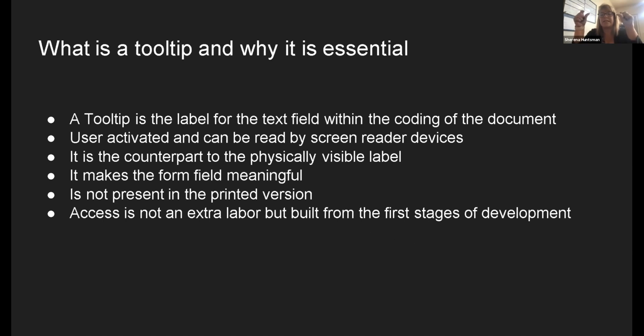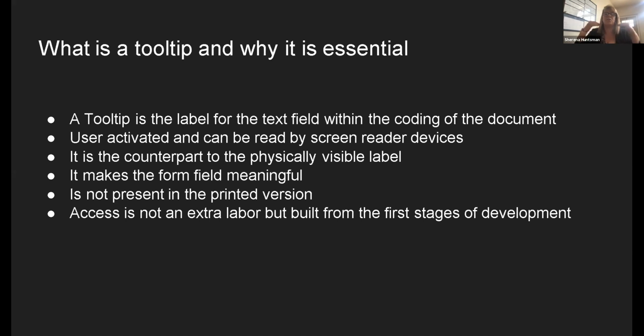So it's a label. Tooltip is a label device. It's user activated and can be read by the screen reader devices. It is a counterpart to the physical labeling. So we've done this work to construct this organization that is visually apparent. We've put in extra information. We've organized the information that we need to gather into these components about identity and about orienting our participant into the type of information we're looking for, and then asking for that detailed information. We've done this work visually, but that doesn't mean that it's accessible to everyone.